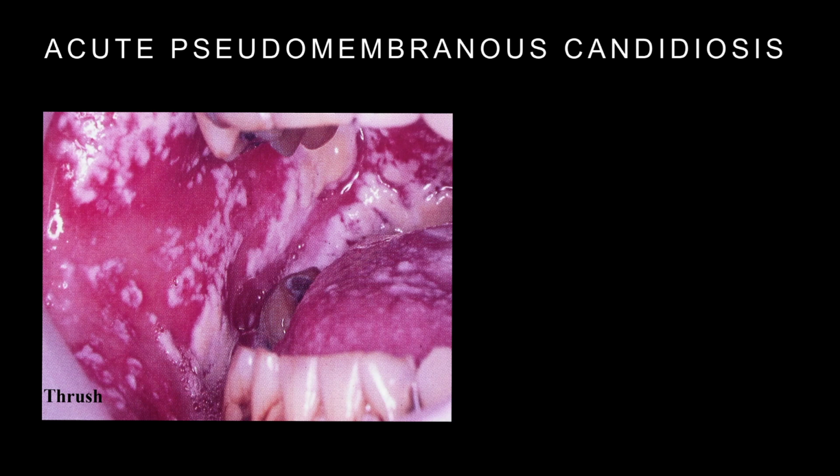Here you can see an acute pseudomembranous candidiosis. It is thrush and it is white patched, creamy and soft, and it can be wiped off, leaving an erythematous base and bleeding.